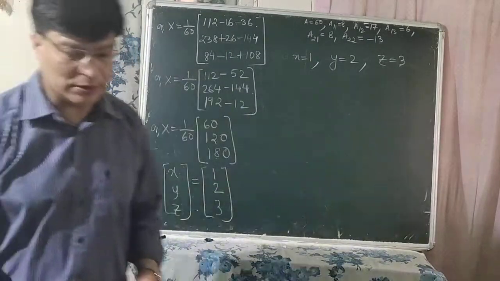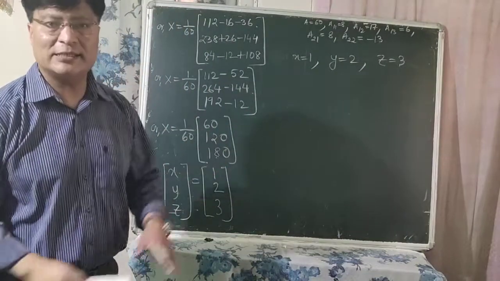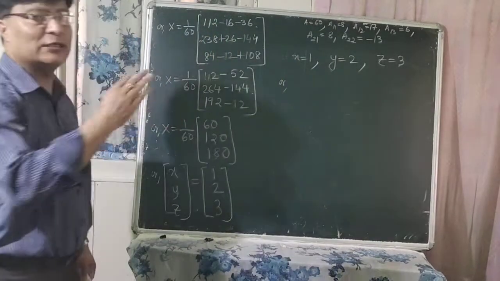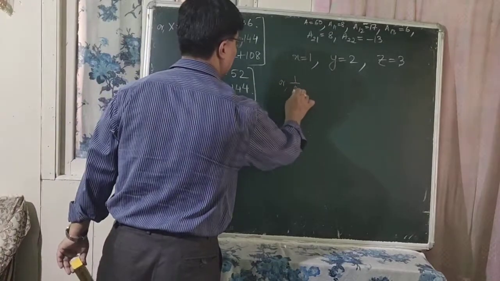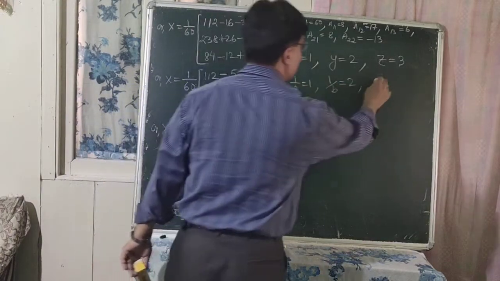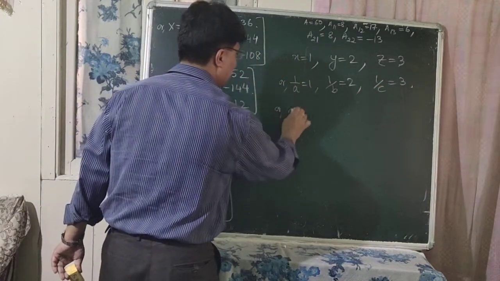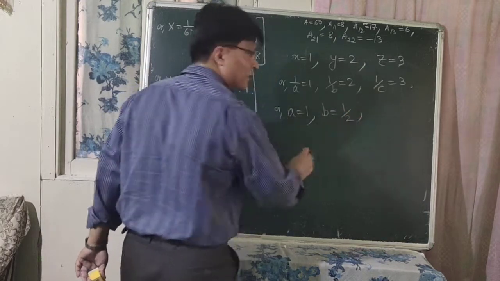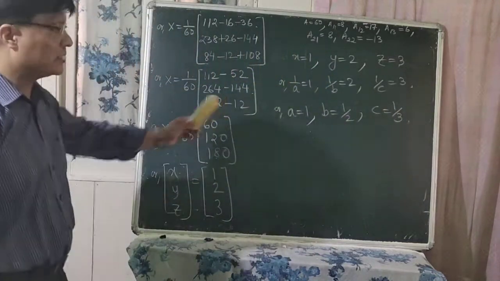Because we had assumed x is equal to 1 upon a, y is equal to 1 upon b, and z is equal to 1 upon c. So now let us convert it into a, b and c respectively. Actually x was 1 upon a is equal to 1, y is 1 upon b is equal to 2. What is z? 1 upon c is equal to 3. That means what is the value for a out here? 1. What is the value for b? It is half. And what is the value for c? It is 1 upon 3. So this is the answer.